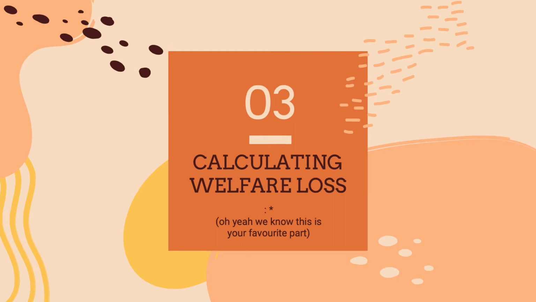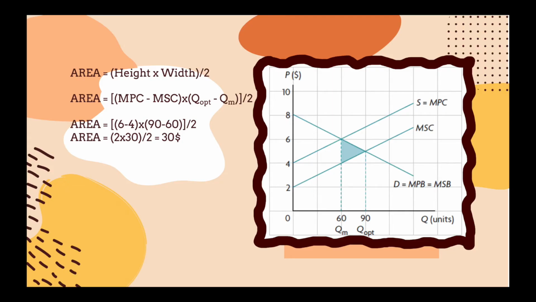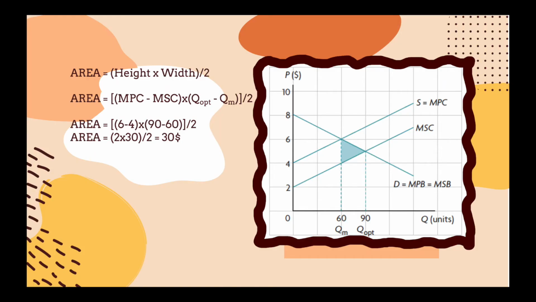Now, moving on to welfare loss and how to calculate it. Welfare loss, as I'm sure you're all very aware of by now, is the lost economic efficiency caused by the under or over allocation of resources in the production of a given good. In this scenario, it can be calculated by subtracting the marginal social cost from the marginal private cost. This is in turn multiplied by the QM subtracted from Q-opt. This is all divided by 2, and that's how you calculate your welfare loss. On this specific graph, with these numbers, that simplifies down to $30, as can be seen.